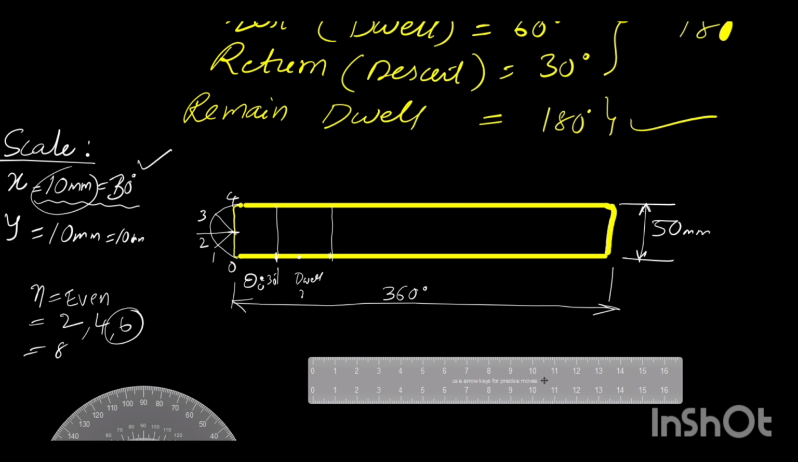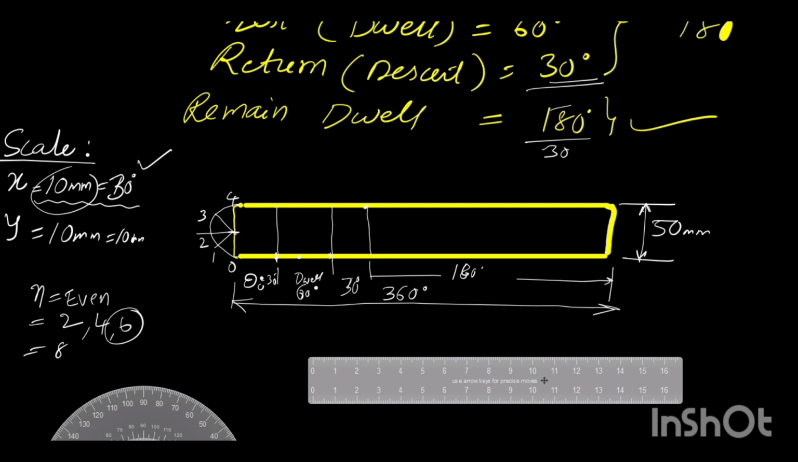60 degree. So from here, the next is the return stroke, 30 degree. So again take a distance of 10 mm. This 10 mm is nothing but 30 degree. Okay, return stroke. Whatever remains will be the remaining dwell only. It means 180. So 180 means how much will it be? If you take 10 mm for 30 degree and convert it, it will be 60 mm. So the remaining 60 you have to draw, but you have to write it as 180 degree only. This is the remaining dwell.